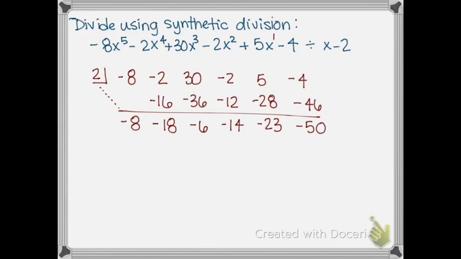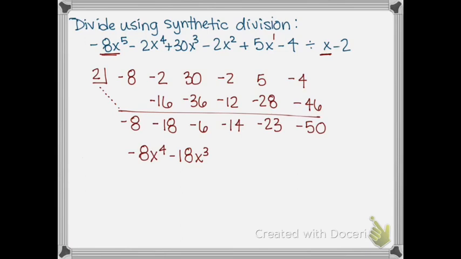Just checking my work here. I think it's good. So recall, in the original problem, we divided an x to the 5th by an x. So what's the biggest power in our answer? It's going to be x to the 4th. So we're going to start counting down. Negative 8x to the 4th, minus 18x cubed.